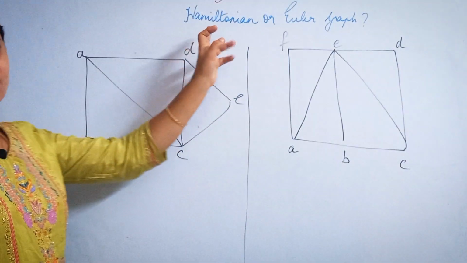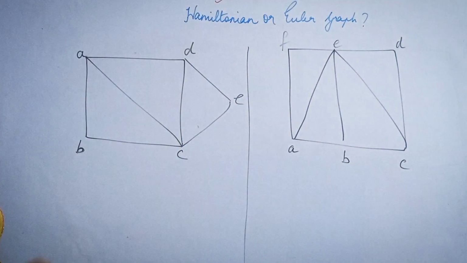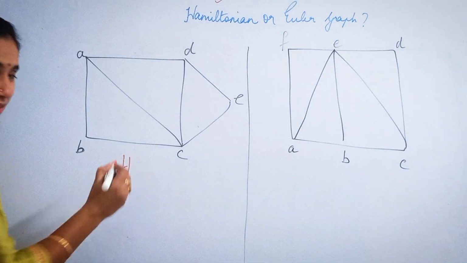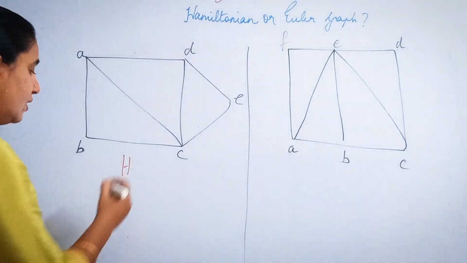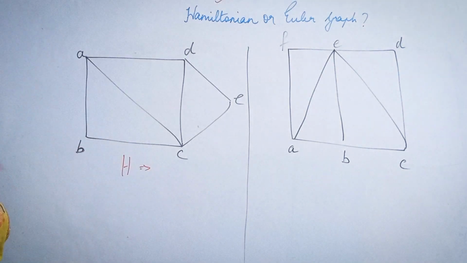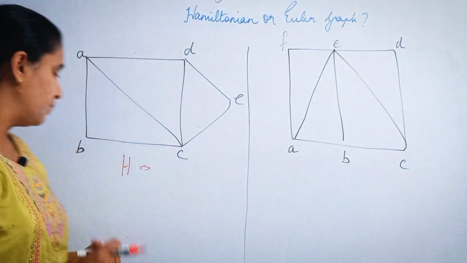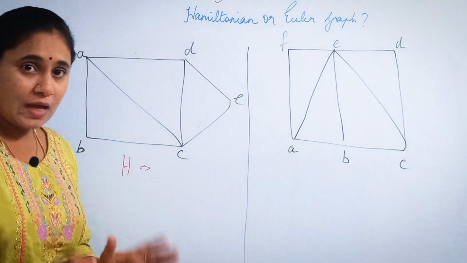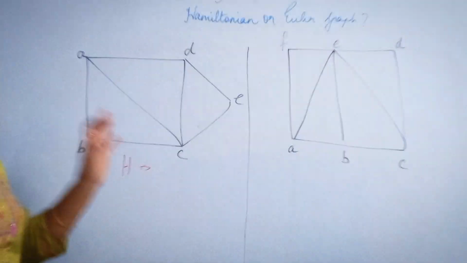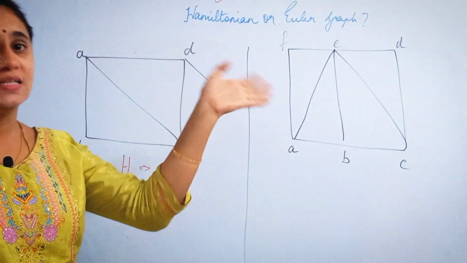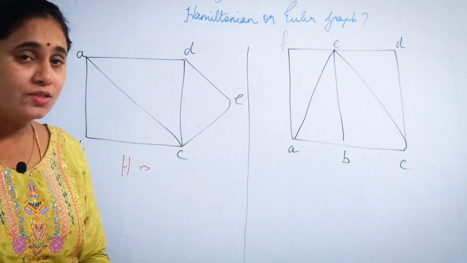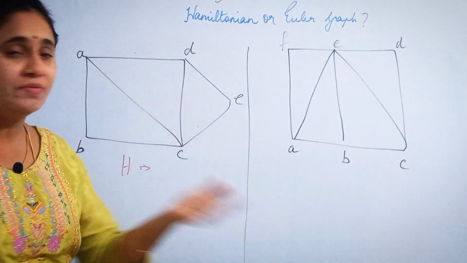Let me find whether it is a Hamiltonian graph. So what is the condition for a Hamiltonian graph? I'll mark it like this, it will be easier for you to refer. The condition is that you must start from one of the vertices and reach the destination vertex, with the condition that all the vertices have to be visited.